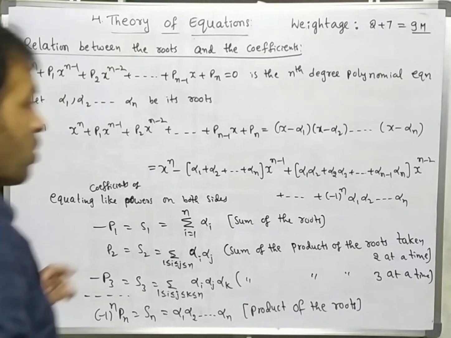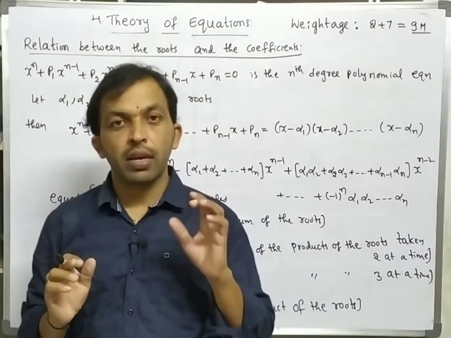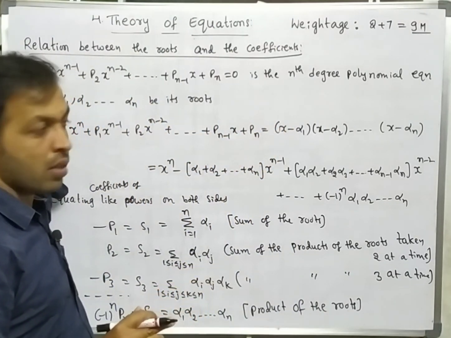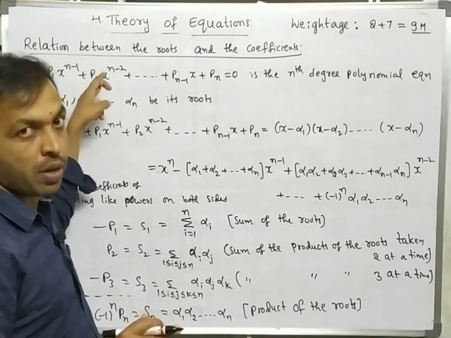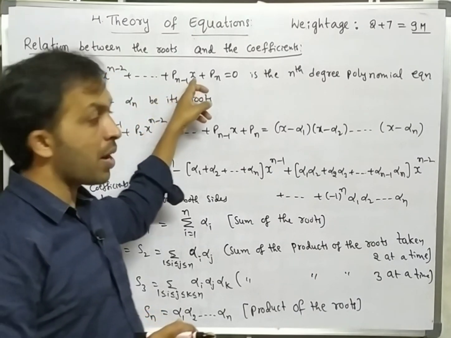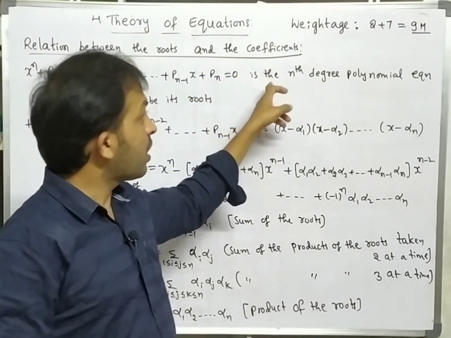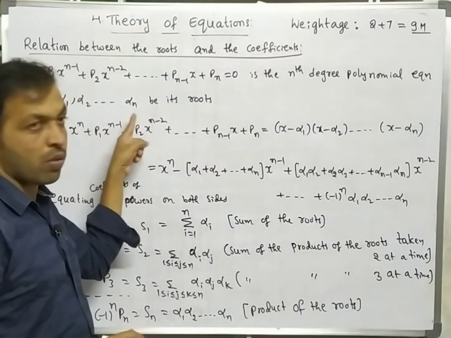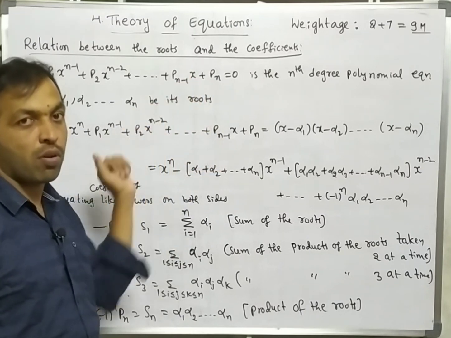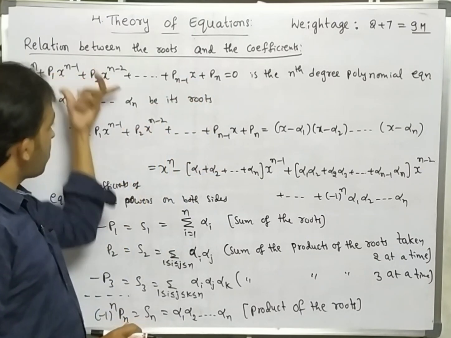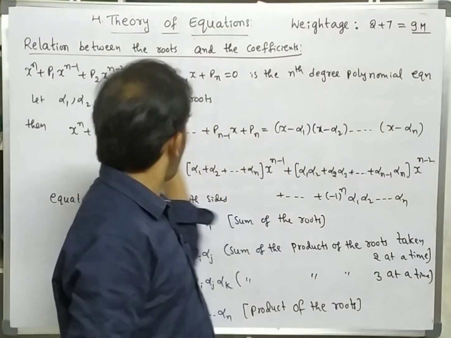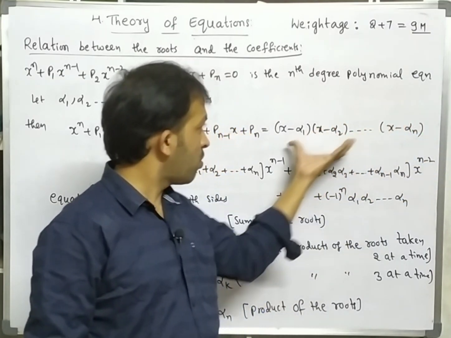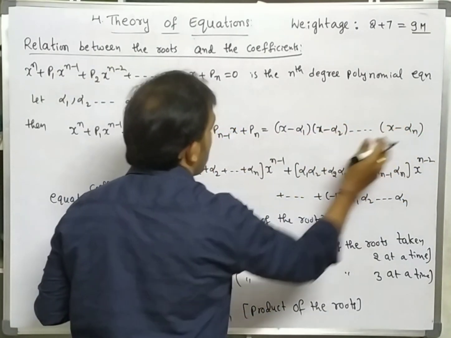Next, the relation between the roots and the coefficients of an nth degree polynomial. Here x power n has leading coefficient 1: x power n plus p1 x power n minus 1, plus p2 x power n minus 2, and so on, plus pn minus 1 x plus pn equals 0 is the nth degree polynomial equation, where alpha 1, alpha 2, and so on up to alpha n are the roots of this polynomial equation. Then this polynomial can be expressed as x minus alpha 1 into x minus alpha 2 into so on, x minus alpha n. By multiplying all these terms we will get the following.